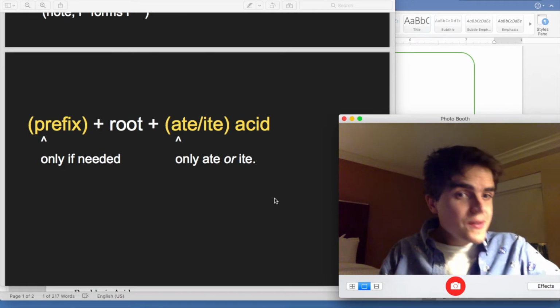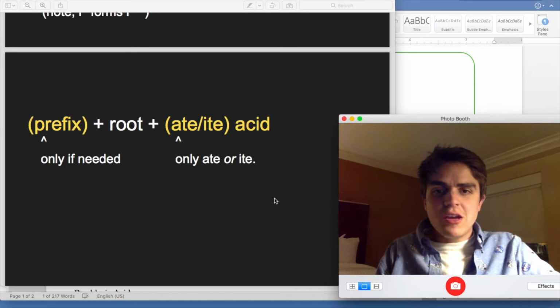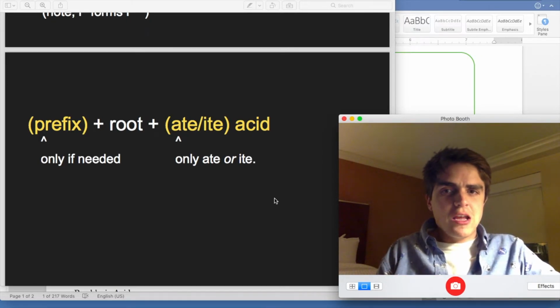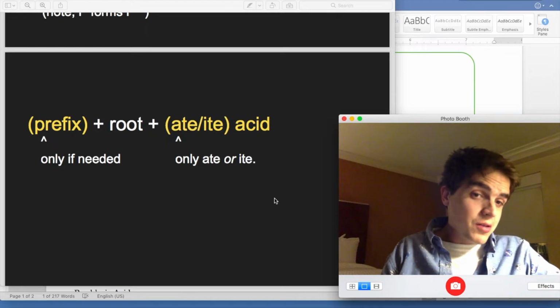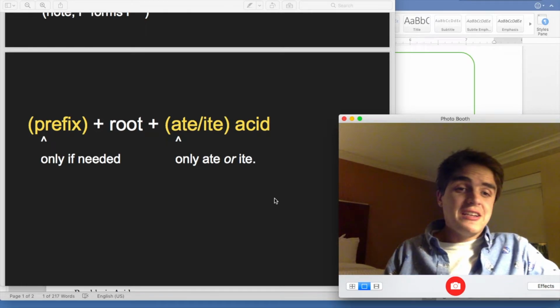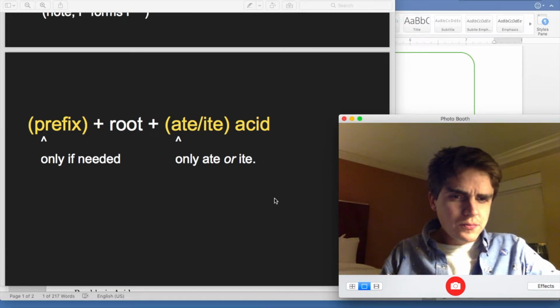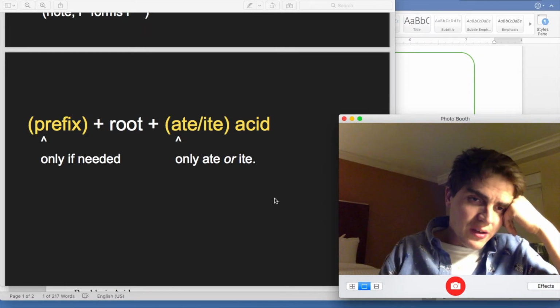Then you use your root. At the end, you're going to add ate or ick, and well, we'll get there, right? Ate or ite, and that's about it. And it's either ate or ite. It can't obviously be both things. Okay. So I've taught this class enough to know exactly the mistake you're going to make.